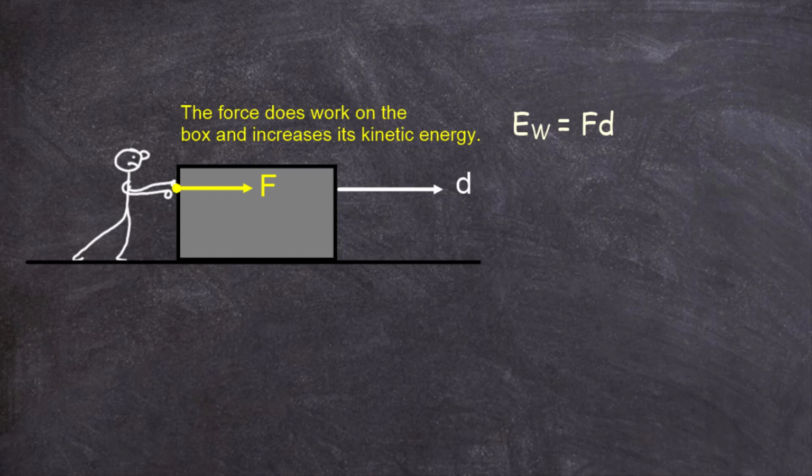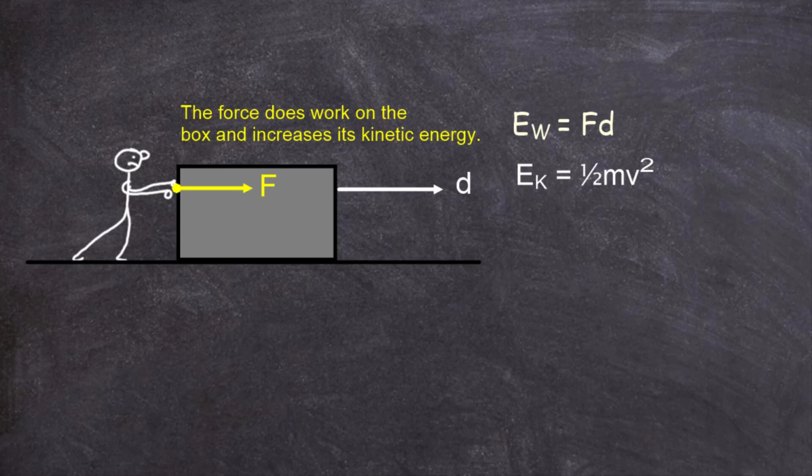Now that energy is transferred into the kinetic energy of the block. So the work done by the force on the block increases the energy of the block and gives it kinetic energy, a half mv squared. And if you look closely, you can see that the direction of the force and the direction of displacement are going in the same direction.